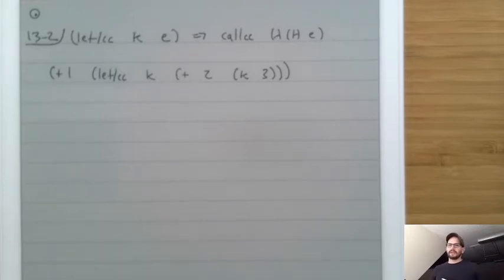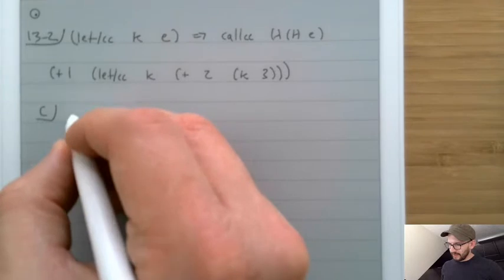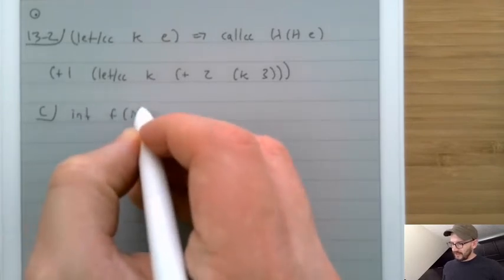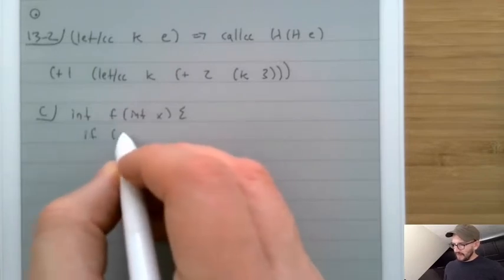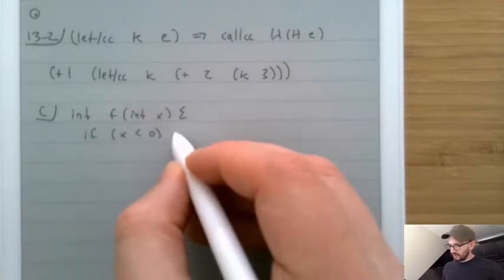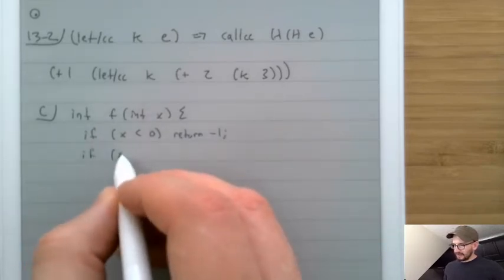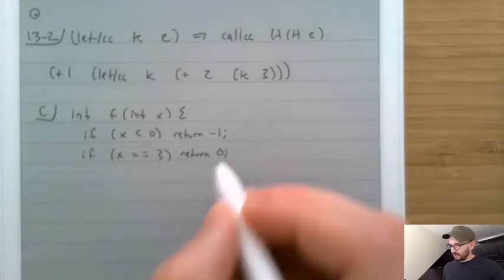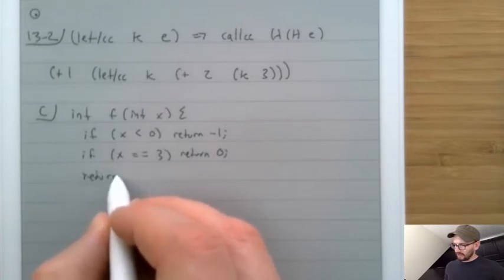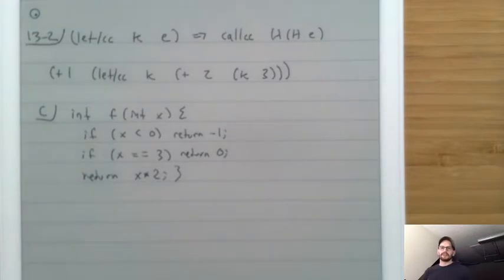Well, in many programming languages, functions have the opportunity to return early. So for instance, in C, I can write a function like this. I can write int f of int x, and then I could write if x is less than 0, I could return -1, then I could say if x is equal to 3, then I could return 0, and then otherwise I could return x times 2. Okay, so that's just a little function that I could write.